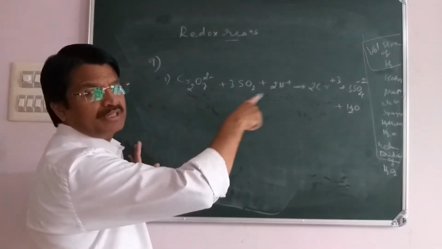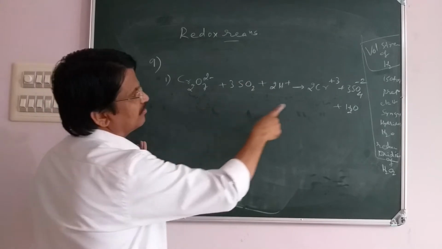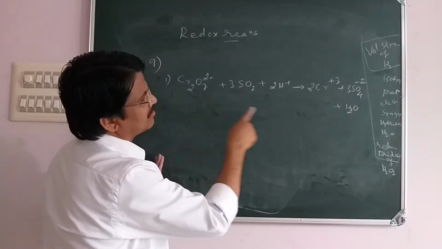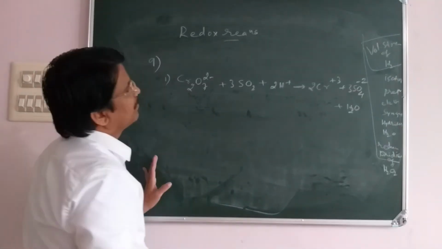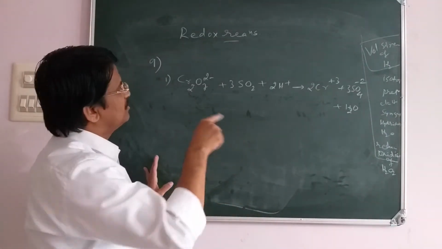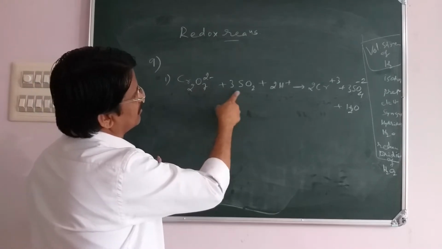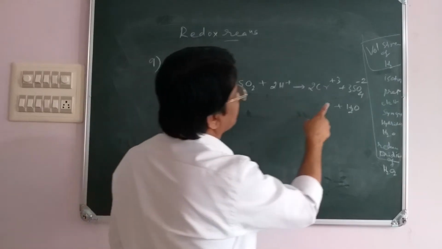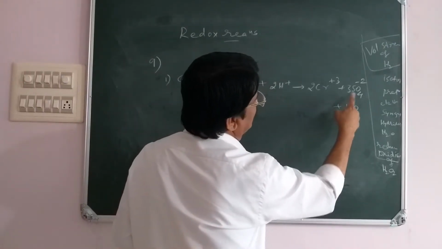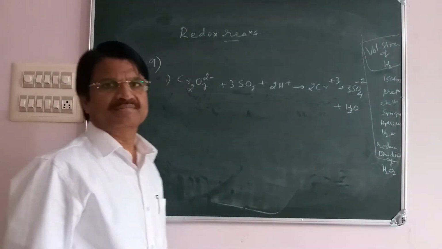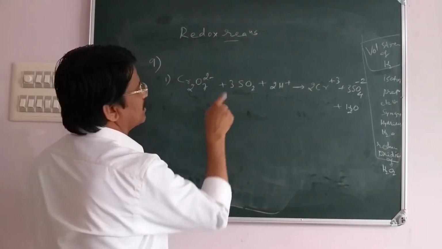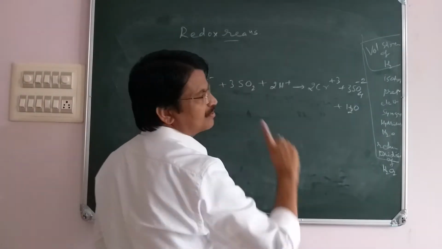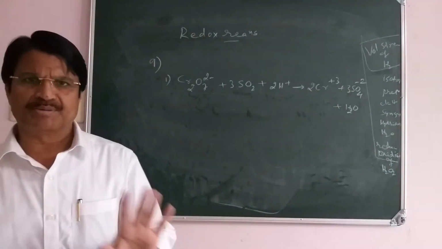First you check the number of atoms: 2Cr, correct. Then sulfur 3S. Then oxygen 7 plus 6, 13. On the right, 4 3s are 12 plus 1, 13. Cr and O are balanced. Then H, 2H, yes. 90% of the work is over.